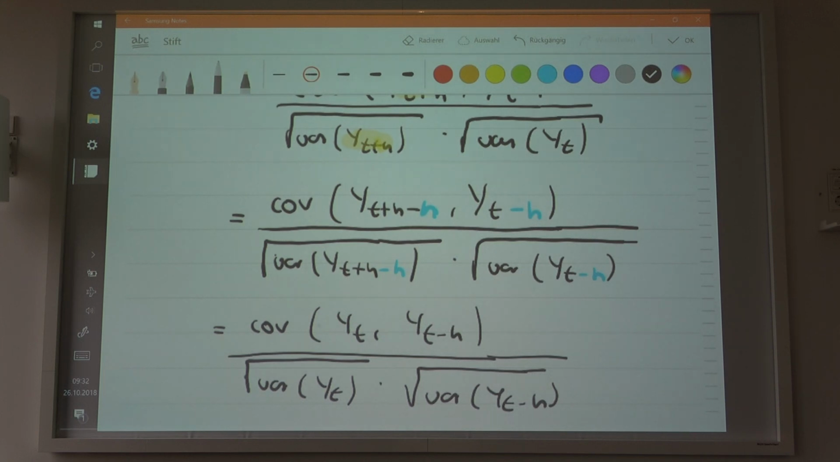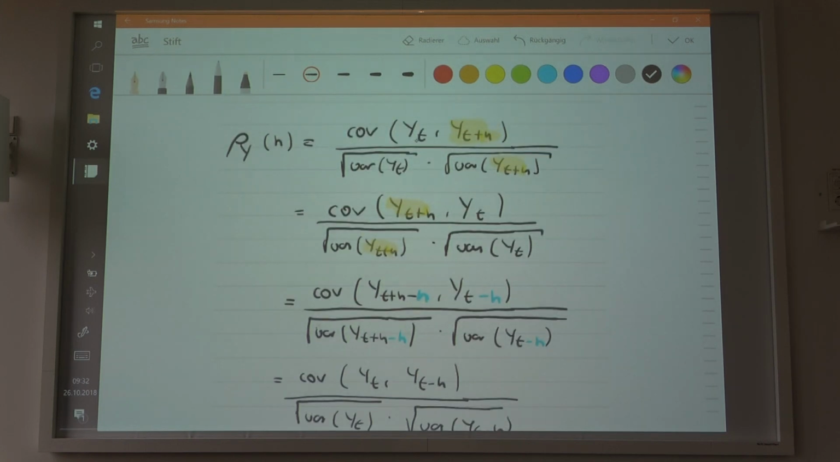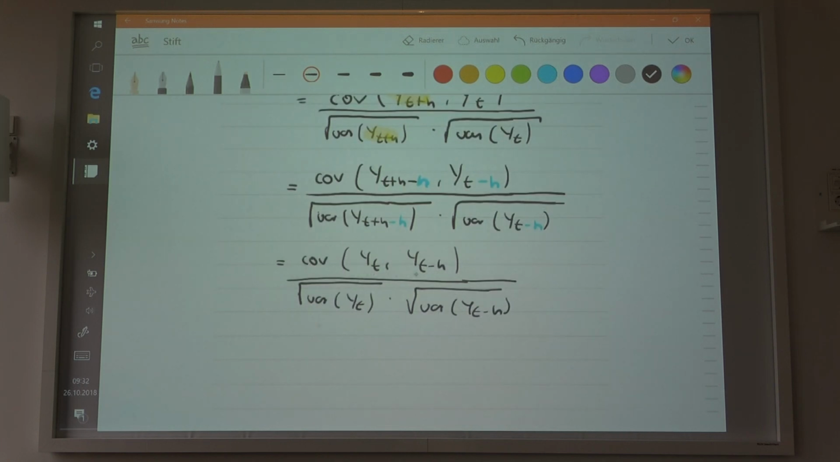But if the process is stationary, then you can see that the covariance of y_t and y_{t+h} is going to be the same thing as the covariance of y_t and y_{t-h}. So basically, this is going to be the autocorrelation of the process y for the time lag negative h, so that is going to be equal as well. So it's not important if you consider the past or the future of the process regarding the autocorrelation, because it's going to be the same. So it doesn't matter.